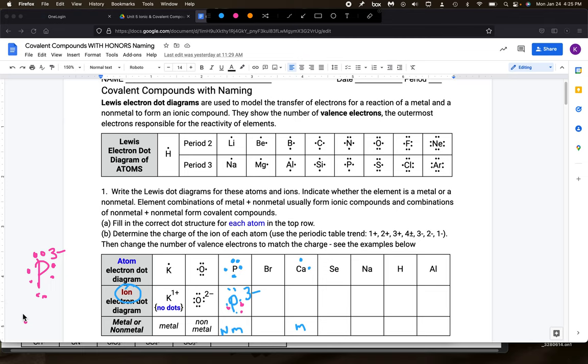And what you make is an octet. An octet is 8 electrons, just like the noble gases. And those noble gases are stable. So we're going to be adding electrons to create something stable. We'll add 3 on this one. We'll add 2 here. We'll add 1 here. And that's where we get the 3-, 2-, 1- charges for this. So we create an octet.